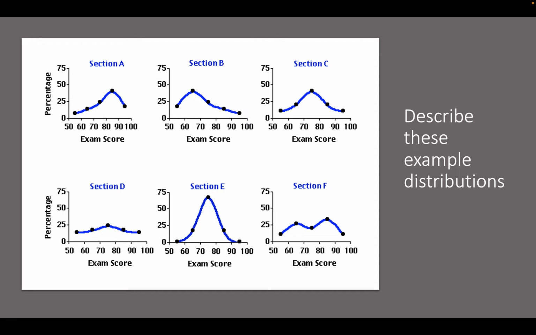Now for section D, we see a platykurtic distribution. See how flat all of those scores are? Section E, we have a leptokurtic distribution, so super peaked and super pointed at the top. And section F is something that we call a bimodal distribution, right? So bimodal because it's got two modes, two very frequent humps in your bell curve there.